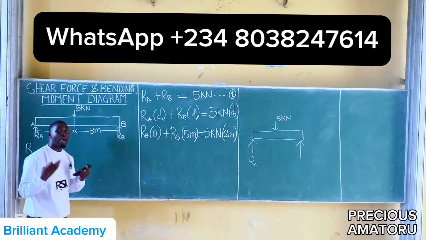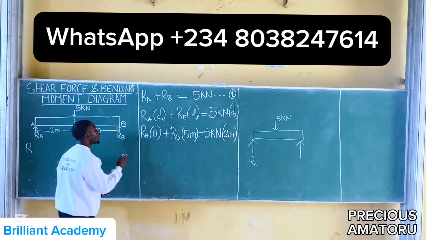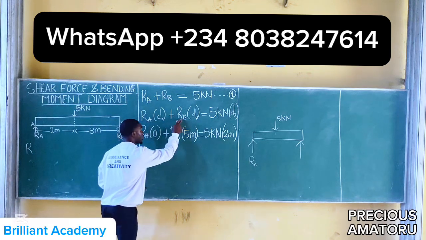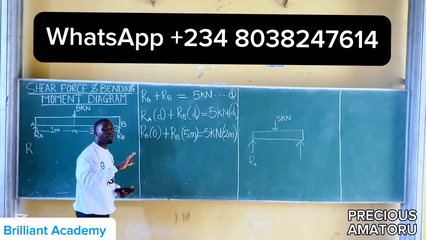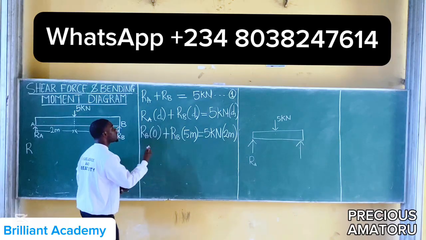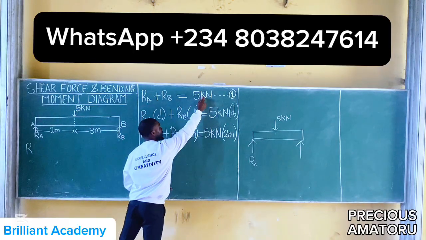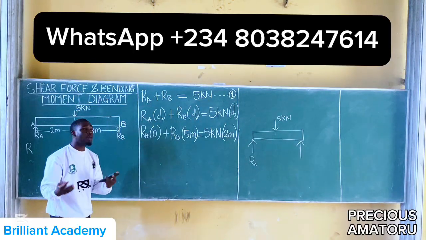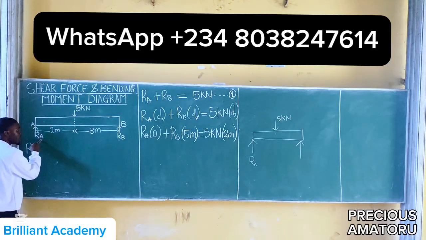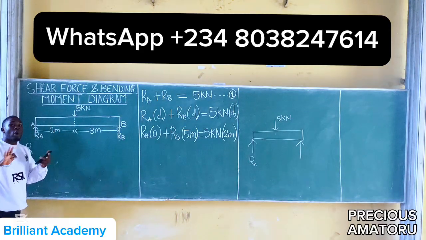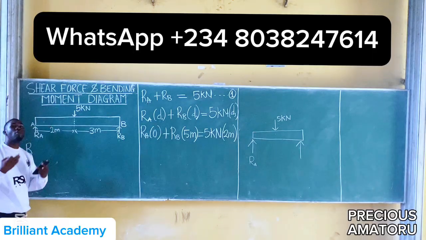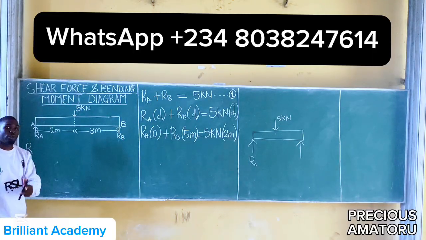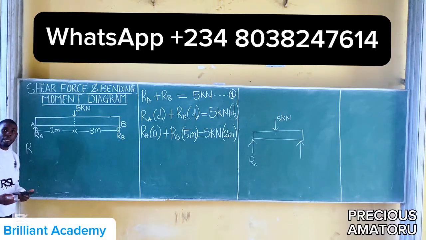Now, we are doing this just so either RA or RB is going to cancel out. And so we get the value for one of them, and then we substitute it back into this expression. Then we get the two values of RA and RB. Once we get the values, we can now move on to calculate for our shear force and also our bending moment, and then we draw our diagram.